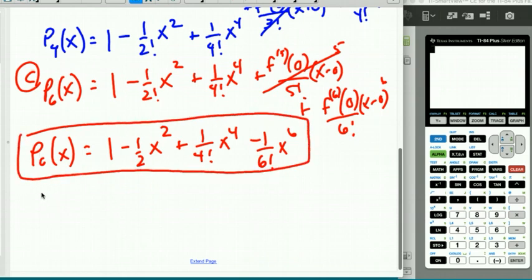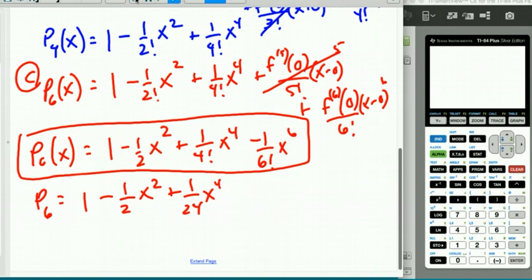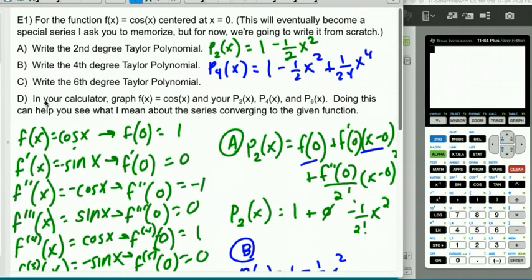If you'd rather leave this as numbers, if you don't want to leave it as a factorial, you can do 1 minus 1/2 x squared plus 1 over 24 x to the 4th minus, my bad, I made a plus, minus 1 over 720 x to the 6th. That's totally fine. That's also fine.